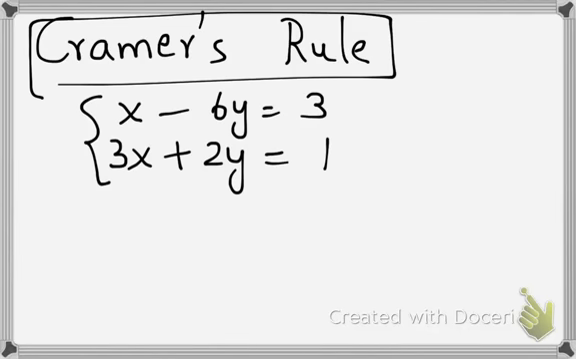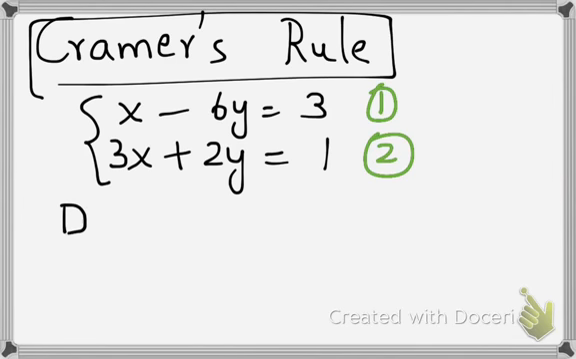Pretty sure you'll appreciate this is one of the easier methods because you know determinants and it's a 2 by 2 system. So there you go. We have two equations, x minus 6y equal to 3 and 3x plus 2y equal to 1. Okay? Now, take a look at it.